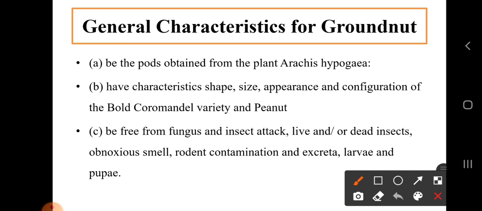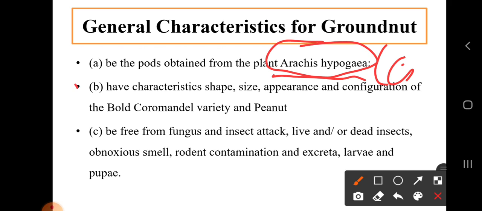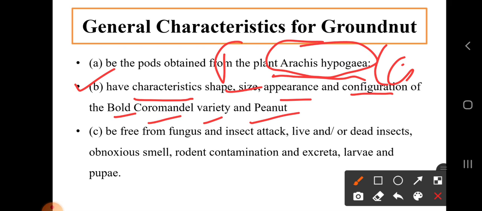Then we'll see what general characteristics are required in case of groundnut. The pods should be obtained only from Arachis hypogaea, that is only from the groundnut plant or groundnut crop. This is the botanical name for the groundnut. Then it should be characterized in shape, size, appearance and configuration of bold, coromandel varieties and peanuts. So your pods or your groundnut should be uniform in size, shape and other characteristics as per the types of groundnut, for the bold, coromandel and the peanuts also.